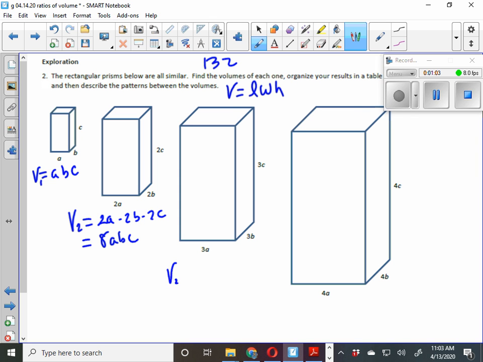Volume 3 is equal to 3A, 3B, 3C, or 27ABC. And the last one, volume 4, when you multiply 4 times 4 times 4, you get 64ABC. And you're supposed to pay attention to the fact that that's 2 cubed, 3 cubed, 4 cubed, and so on. And you're looking at the fact that volume is cubic, and we're looking for relationships in these.